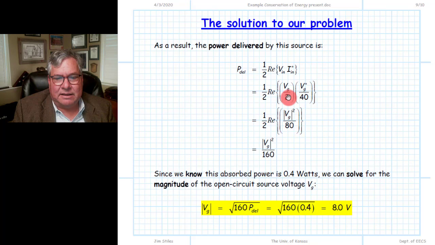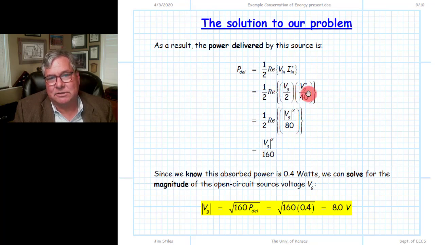We then take the value of Vin, Vg over 2, and the complex conjugate of Iin, Vg over 40. Notice that we take the complex conjugate of Vg. There's no reason to believe that the value of Vg would be a real value. It is a complex number, so we need to take the complex conjugate of Vg here. And then we multiply these two things together.